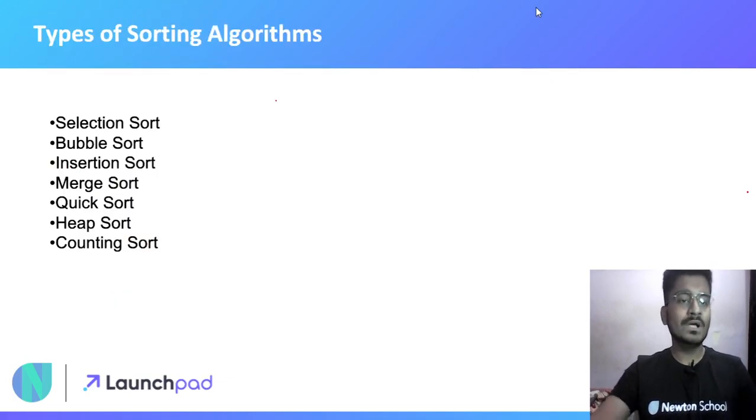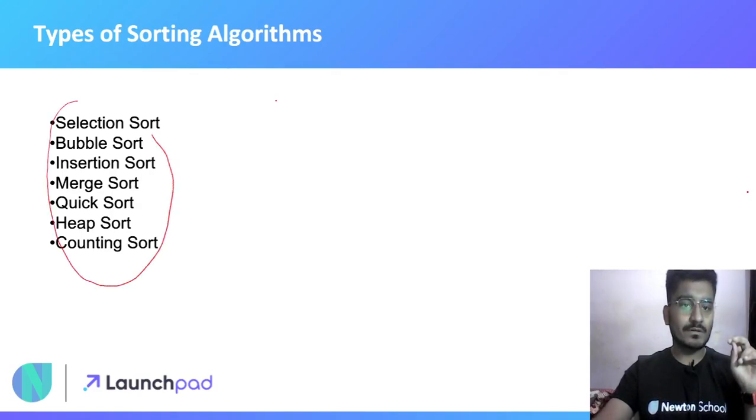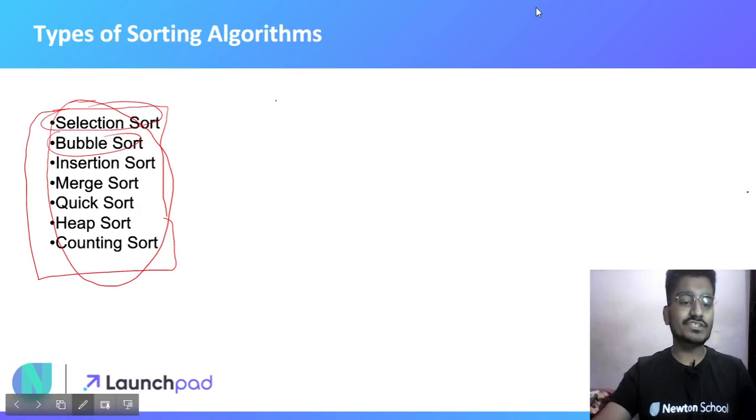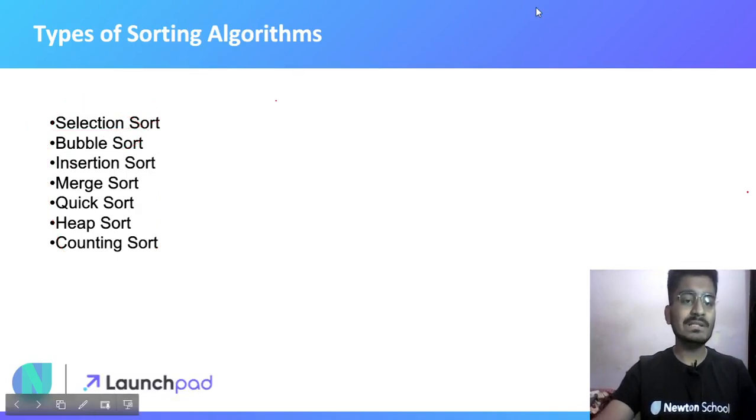Okay, so there are too many sorting algorithms in computer science to date, like 15 or 20 algorithms, but the most important of them are these 7 sorting algorithms, which we use very frequently and which can be asked in your interviews. The first algorithm we have is selection sort, then bubble sort, then insertion, then merge, then quick, then heap, then counting sort.